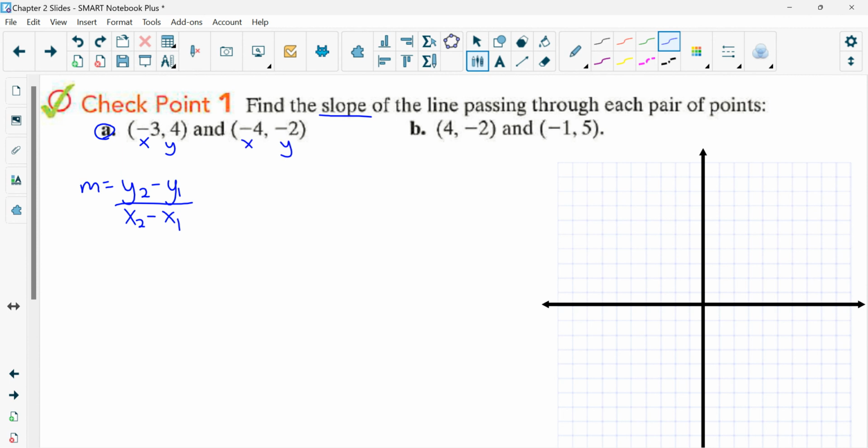And so since this is my first point, I'm going to label those as my ones. So my first x, my first y, and then my second x and my second y, I'm labeling x2 and y2. And so we're just plugging them in. So y2 is -2 minus y1, which is 4, over x2 is -4 minus, from our formula, x1 is -3.